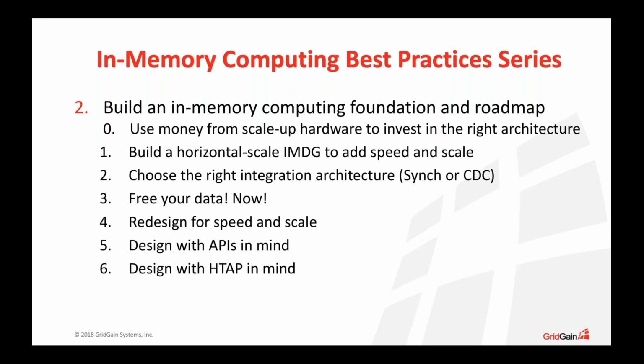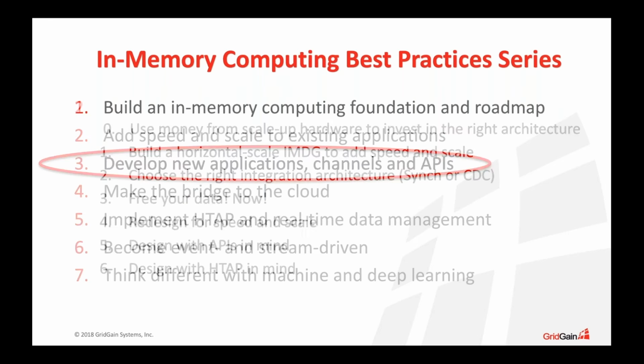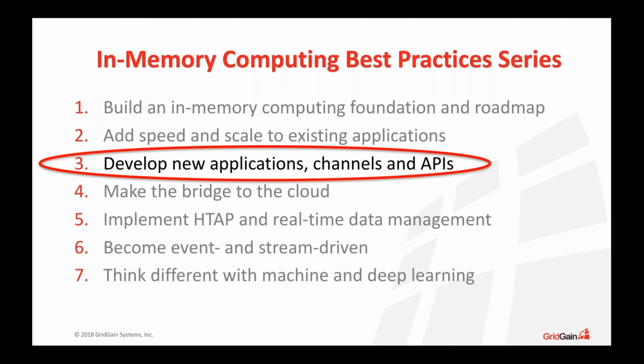Choose the right integration architecture as you're doing this to transition from the old to the new, whether it's Sync or CDC. Decide when you're going to free your data, how you're going to, and when you're going to start adding the speed and scale, making those incremental changes in your data design over time. And design with your two newest, most common workloads in mind. Design with APIs and design with HTAP in mind. So that's all about adding speed and scale.